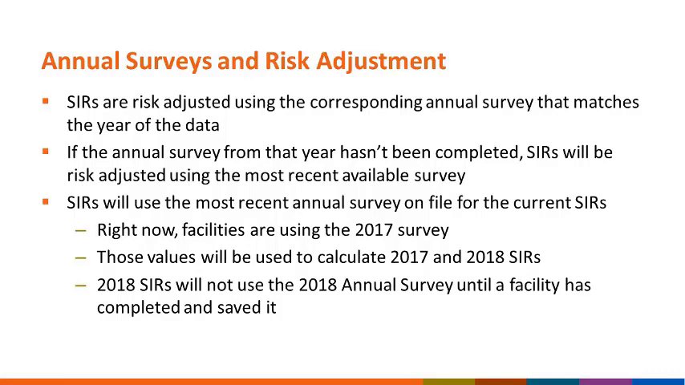SIRs use a corresponding annual survey that matches the year of data that is being analyzed. If an annual survey has not been completed for a year in which data is being analyzed, the data will be risk adjusted using the most recently completed survey. 2018 data will not be risk adjusted using the 2018 survey until it's completed in NHSN. Instead, it would continue to use the 2017 survey in absence of 2018. Facilities that have yet to complete the 2018 surveys are encouraged to complete them as soon as possible.